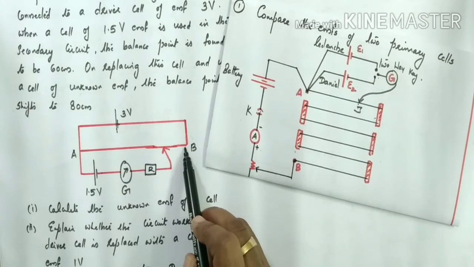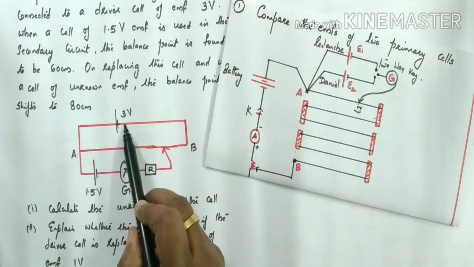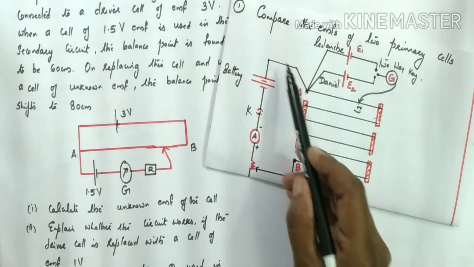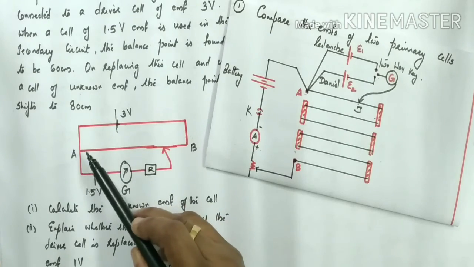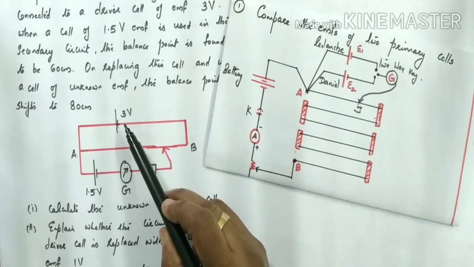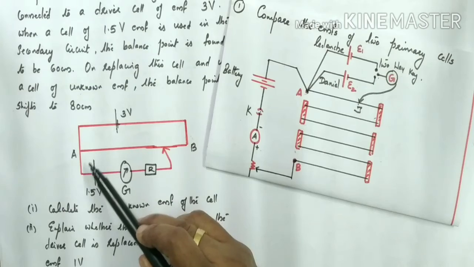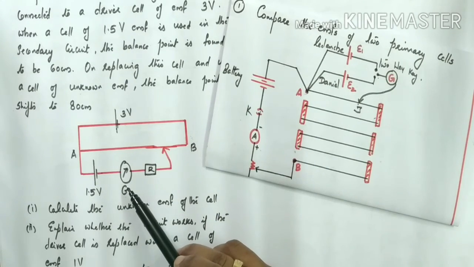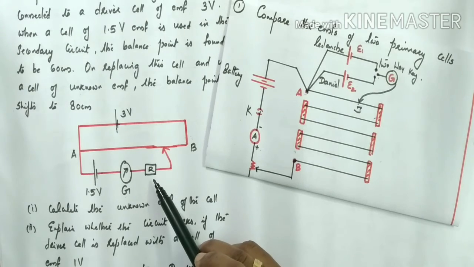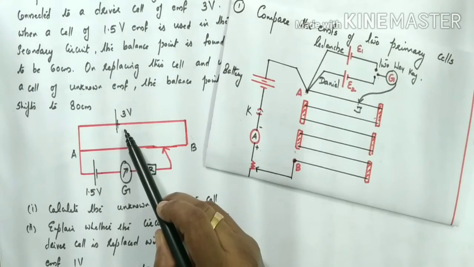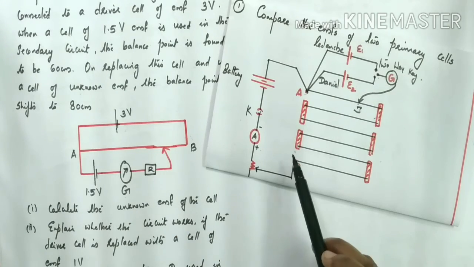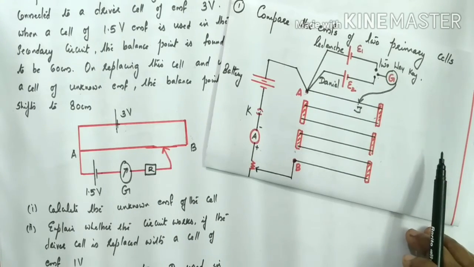So, this AB represents a potentiometer. Here 3 volt represents the primary circuit, isn't it? Across A and B, the primary circuit is connected, where a single cell is connected. This represents a secondary circuit where a cell of 1.5 volt, a galvanometer and a resistance are connected. So this represents the primary and this represents the secondary. This is the same as the original potentiometer circuit diagram.